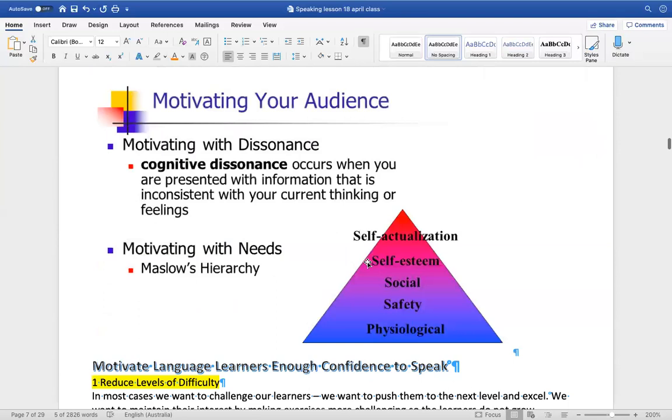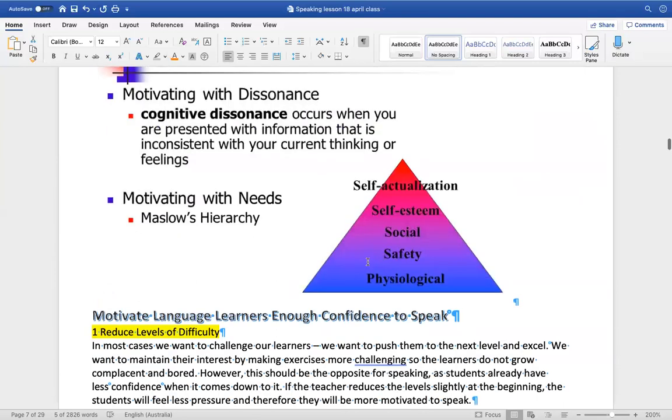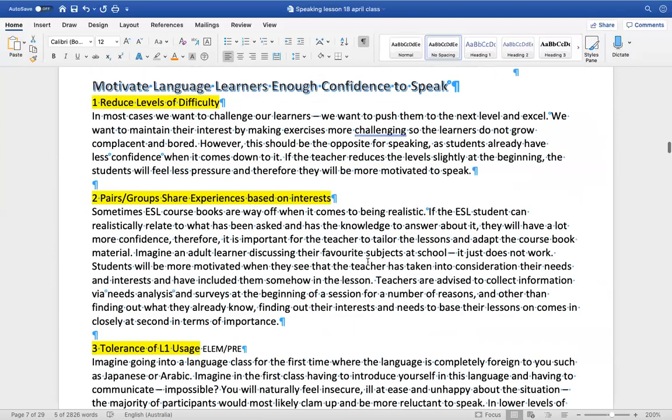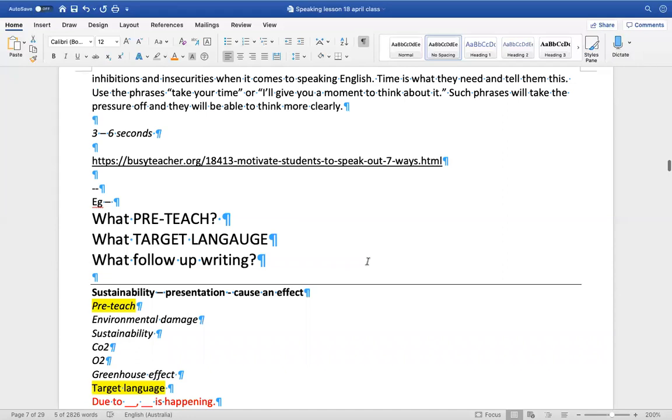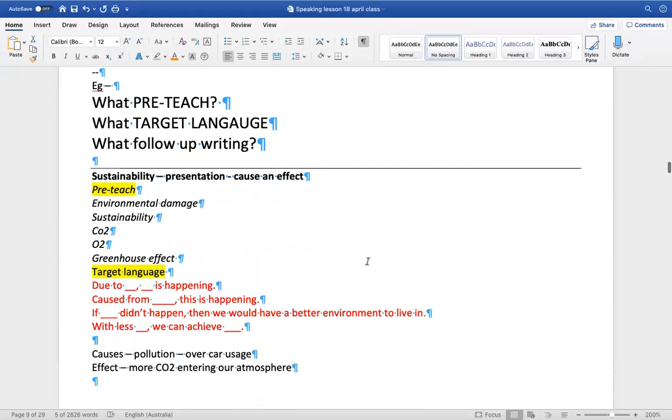This bit I'll put on WhatsApp, you can just read it yourself. It's about how to motivate. Yep. And then we had a little bit about various activities.